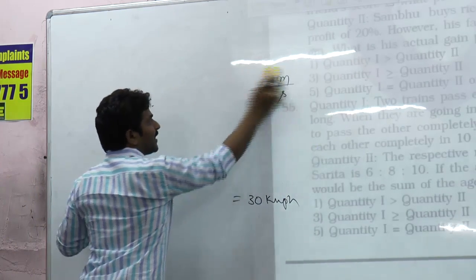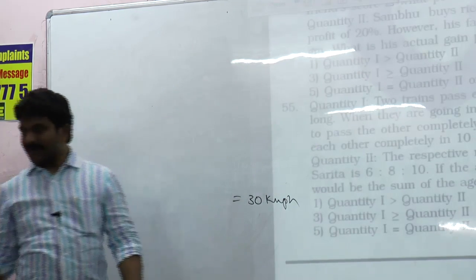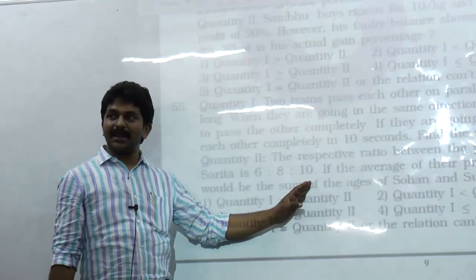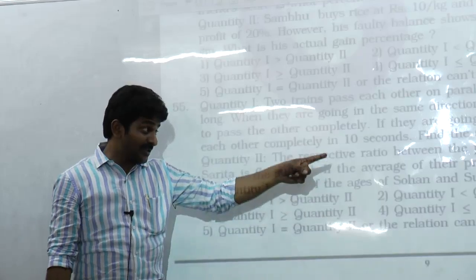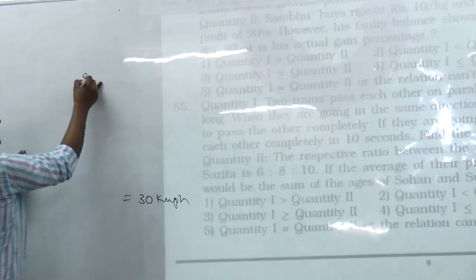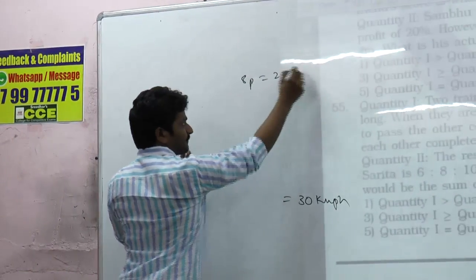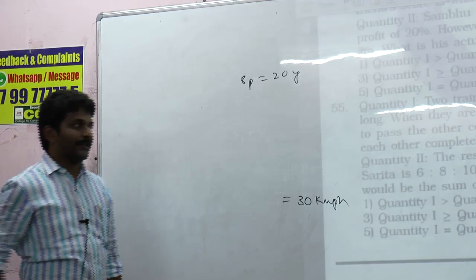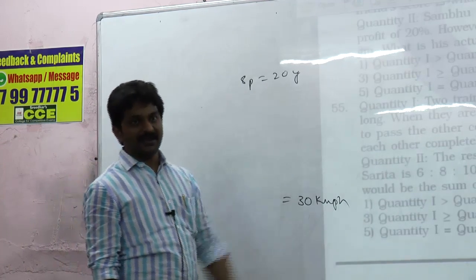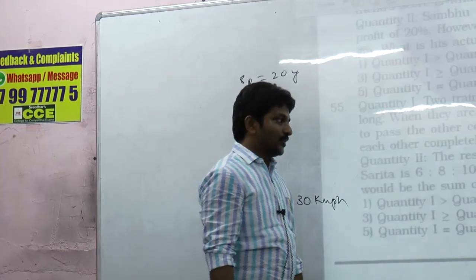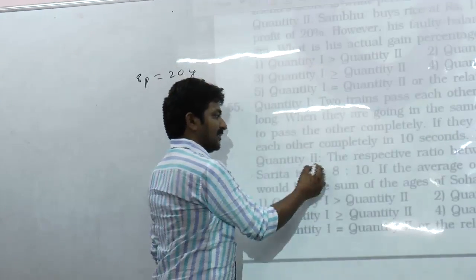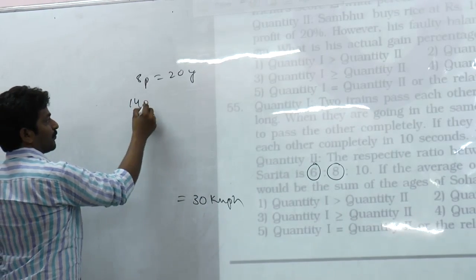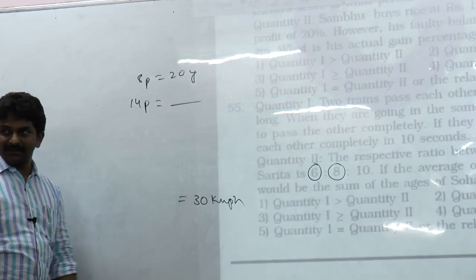In terms of number of parts, their ages are 6 parts, 8 parts, 10 parts. Average is 8 parts, which is given as 20 years. So 8 parts is equal to 20 years. You are asked about the sum of ages of Sohan and Sumit after 5 years. After 5 years, Sohan and Sumit, 6 parts, 8 parts. Total 14 parts. Need to calculate this.